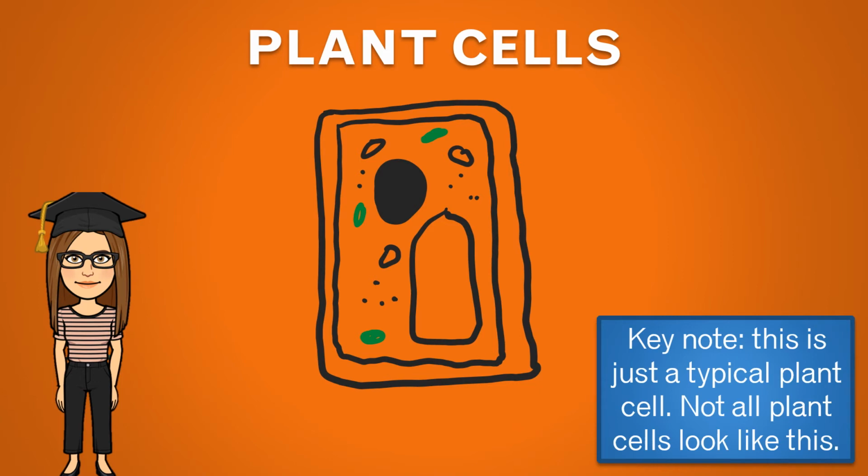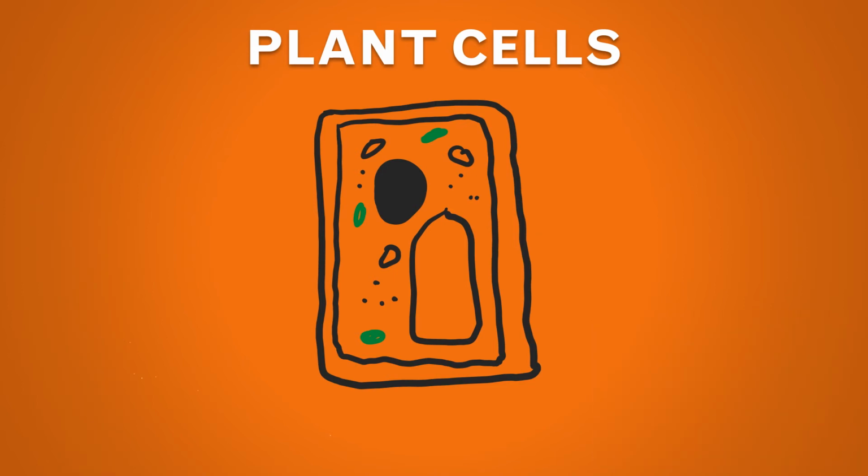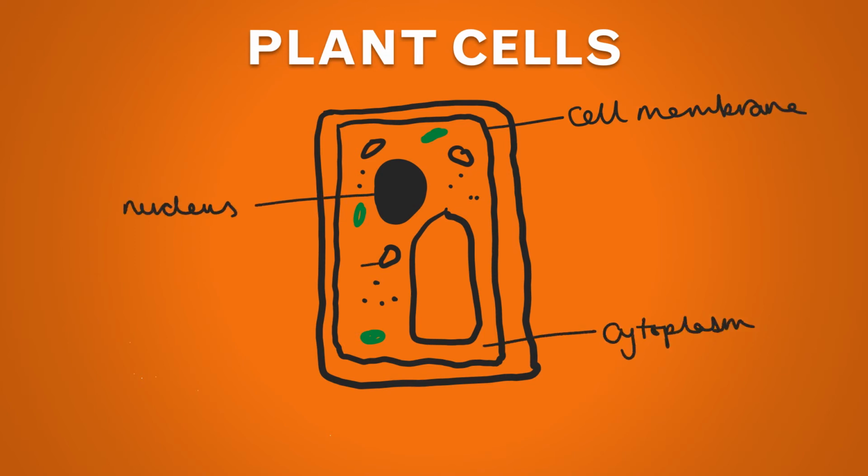Right, we now come on to plant cells. This is a diagram of a typical plant cell, and again, not all plant cells look like this, and we'll come on to specialised plant cells in another lesson. As you can see from the diagram, plant cells have a number of common features with animal cells. This includes the cell membrane, the nucleus, the cytoplasm, the mitochondria, and the ribosomes. And all these structures have exactly the same role in plant cells as they do in animal cells.